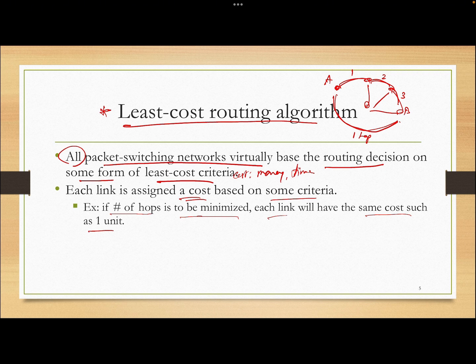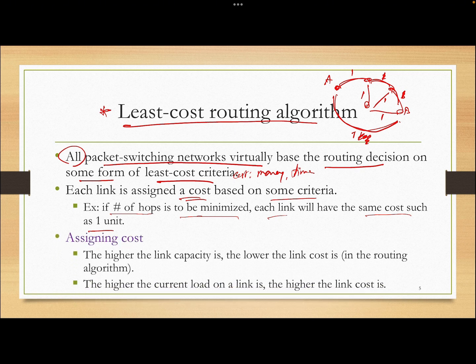So I will just minimize the number of hops. I will set every link to have the same cost. So every link has the same cost, and I just count when I add up the cost. If I have the minimum cost, I will have the minimum number of hops also.